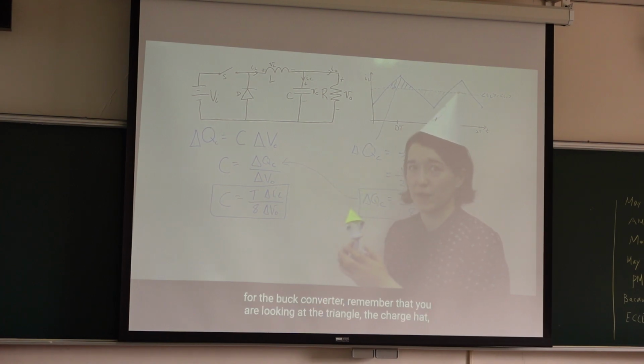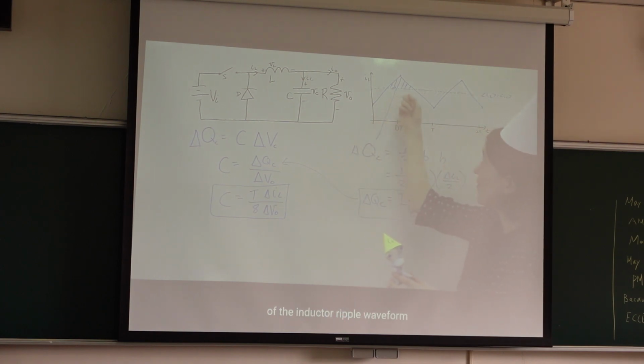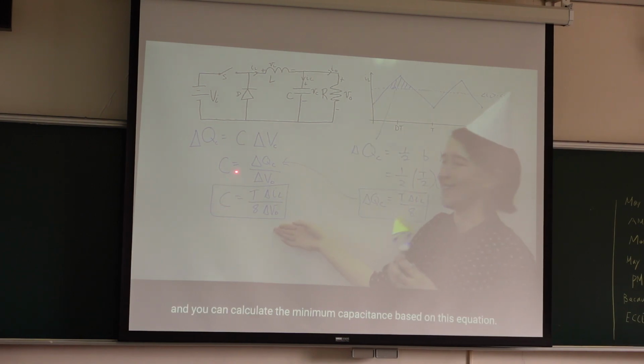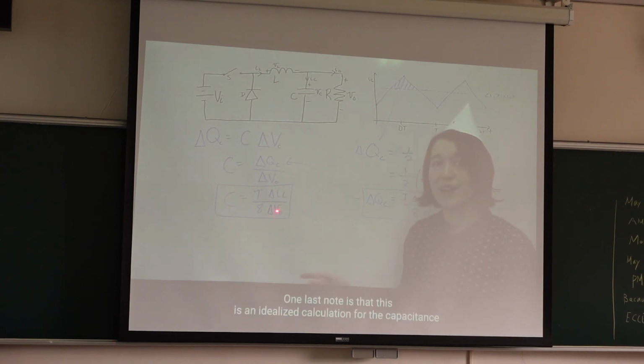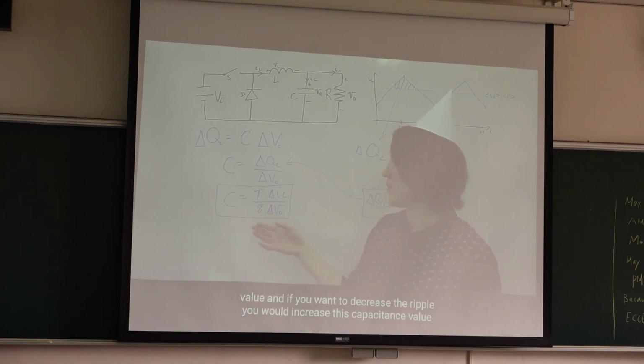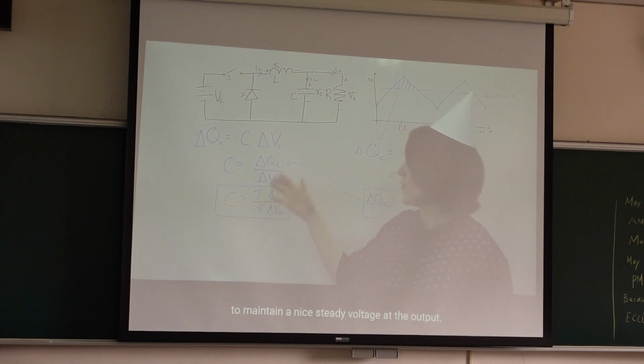So for the buck converter, remember that you are looking at the triangle, the charge hat of the inductor ripple waveform, and you can calculate the minimum capacitance based on this equation. So if you use a large capacitance, then delta V becomes smaller. All else is idealized. Then your voltage ripple will reduce. However, your capacitance becomes larger. And if you want to decrease the ripple, you will need a large capacitance value to maintain a steady voltage at the output.